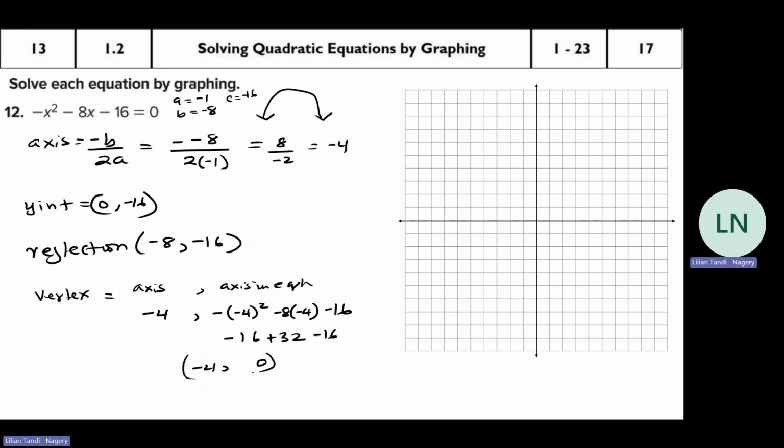So this is my solution. I don't even need to draw the graph. My vertex is my solution, so I have one solution at -4, 0. 1, 2, 3, 4. Okay? X, Y. Okay, my axis of symmetry is at -4.